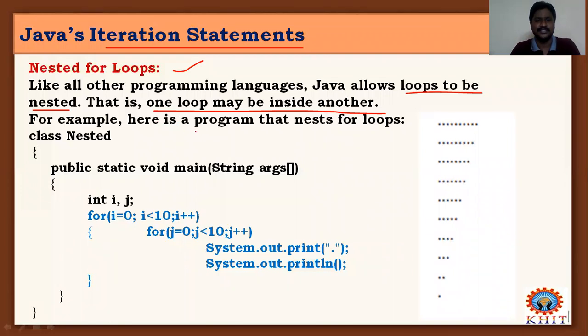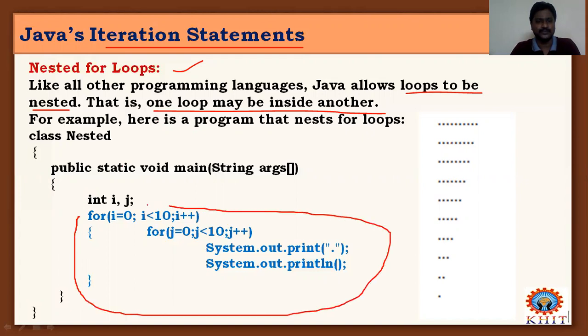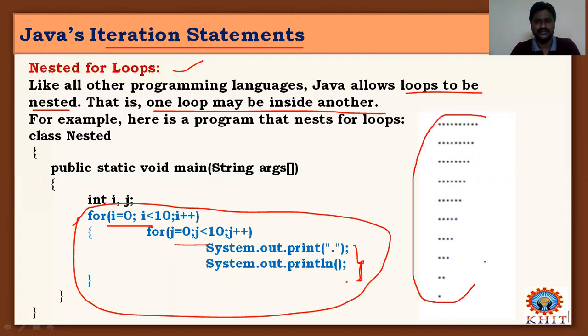For example, here is a program with nested for loops. Here I have this part of code specifically performing the nested loop, one for loop inside another for loop. We are displaying a pattern of dots, so it displays output like this.